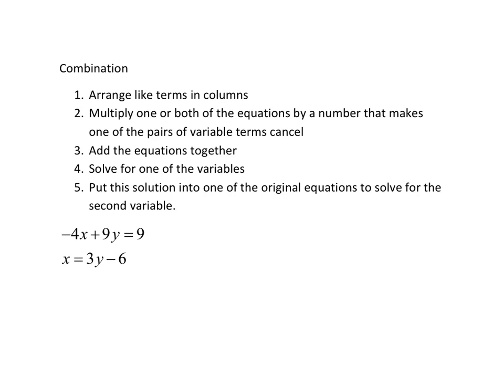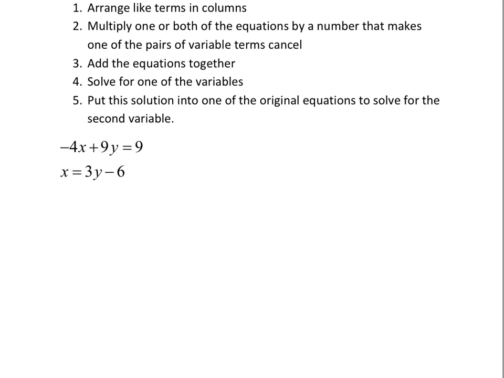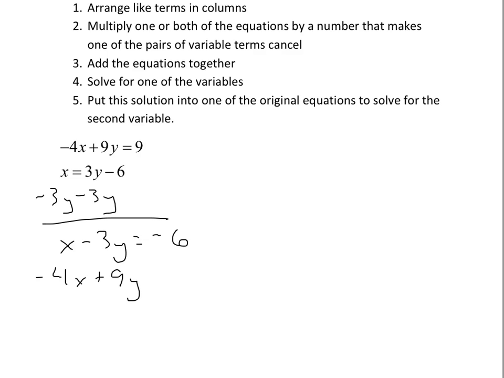So first of all, let's arrange the like terms in columns. So I'm going to subtract 3y from each side in this second equation to get x minus 3y equals negative 6. And then that first equation, negative 4x plus 9y equals 9. All right, step 1. Now, what I want to do is add these two equations together and have either the x or the y cancel out. If I add x and negative 4x, I get negative 3x, which doesn't cancel. If I add negative 3y and 9y, I get 6y, which doesn't cancel.